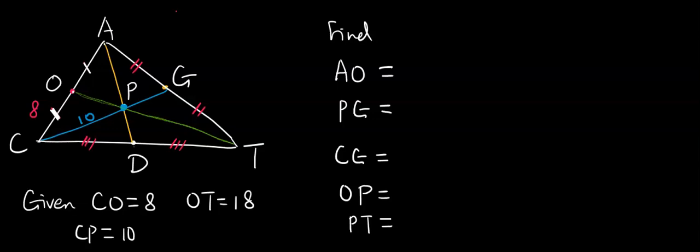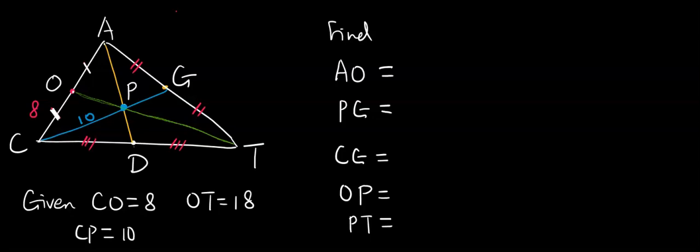Welcome back. In this video, we're going to talk about a centroid. When we have three medians in a non-degenerate triangle, they intersect at one point. Since it is three, we're going to say this point is called a point of concurrency. And this point of concurrency of three medians is called a centroid.